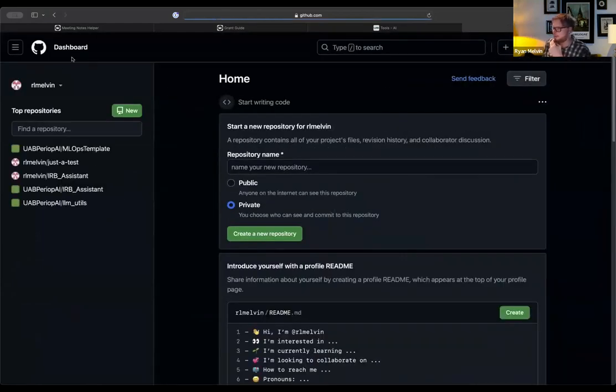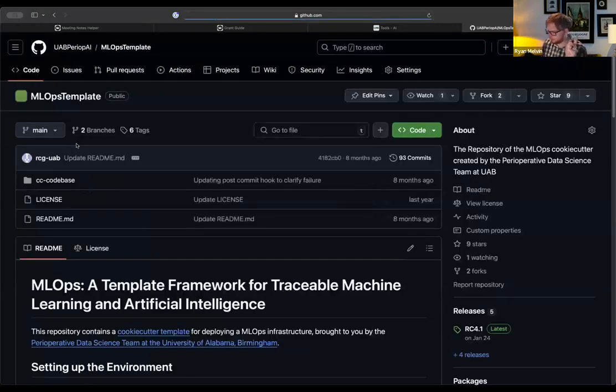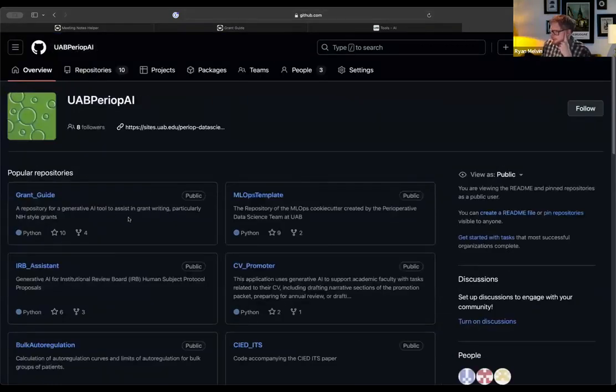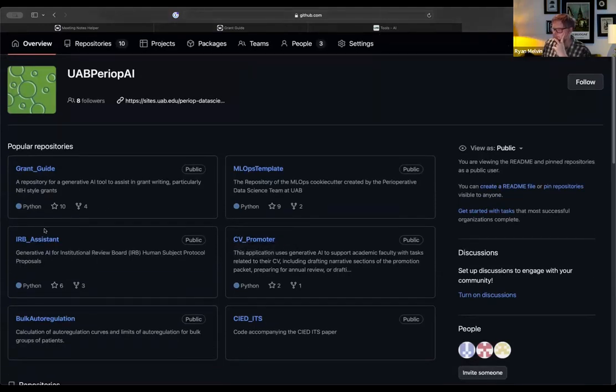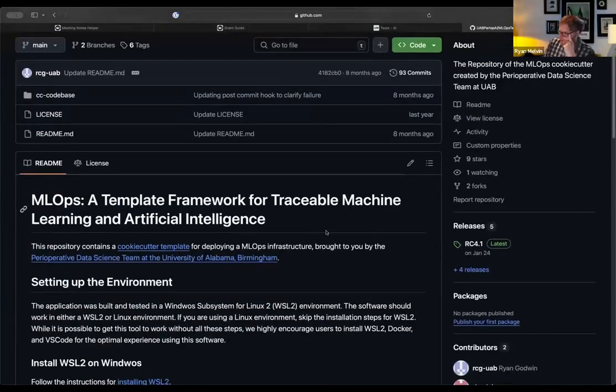So yeah, our team has a publicly open GitHub account that we did get approved by UAB Communications. And we have the template that we use for building all these tools that Ryan Godwin is the main architect of. And then we have many of those tools like the grant guide we just talked about, the IRB Assistant, CD Promoter. This is the one that helps you write recommendation letters. Open sourced under GPL v3, which is what the HIIE folks told us to use.